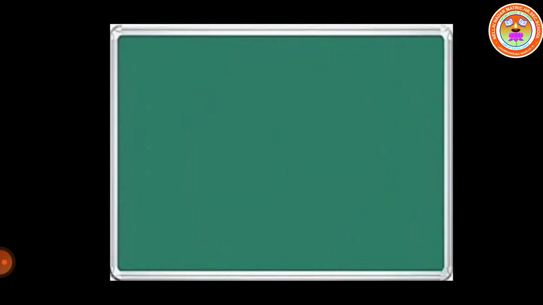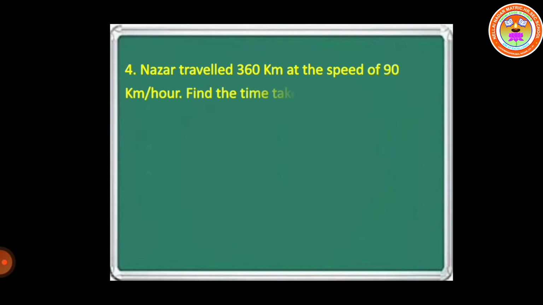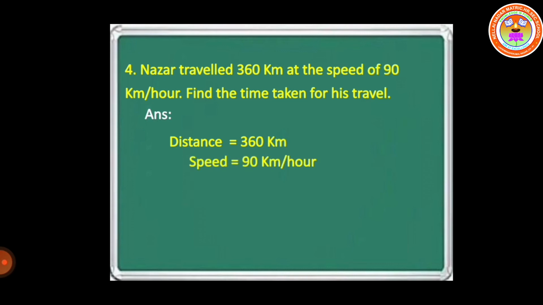Okay. Then next one. Nasser traveled 360 km at the speed of 90 km per hour. Find the time taken for his travel. What all is given? Distance. How much? 360 km. And speed? 90 km per hour.